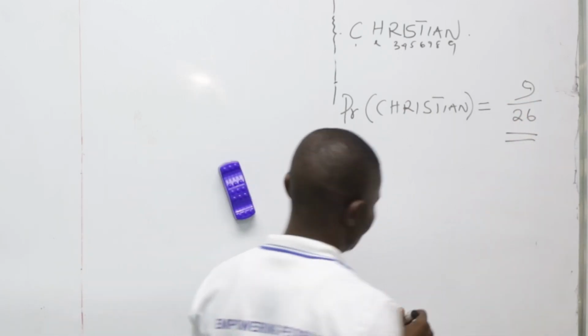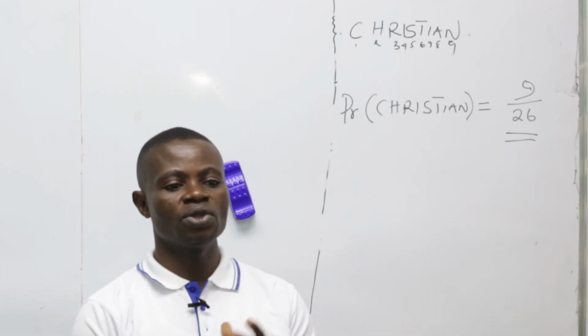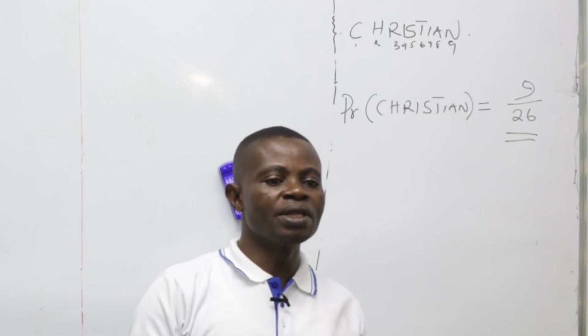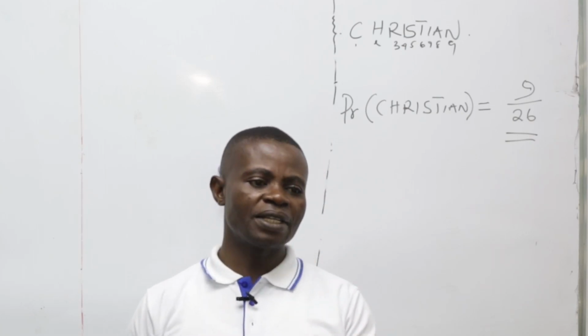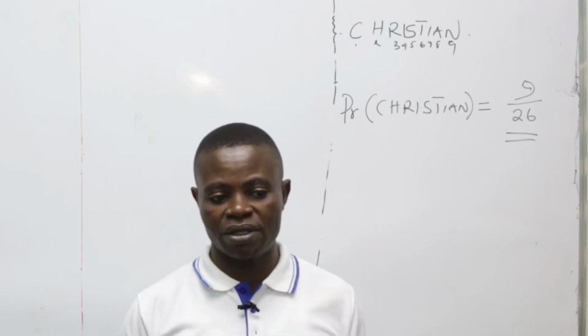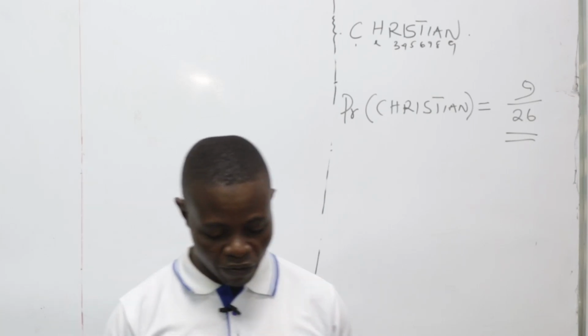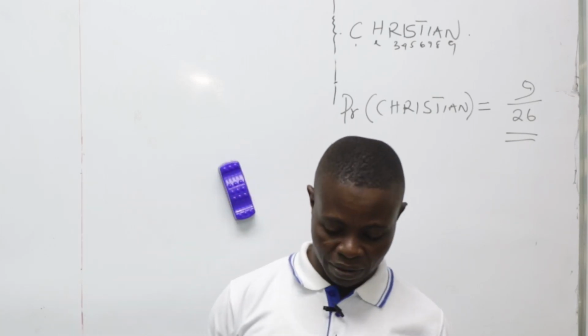So this is the solution to that question. As well, you can use your own name, or the name of anything, to solve probability, provided it contains letters from the alphabet A to Z. It is possible to solve for its probability.